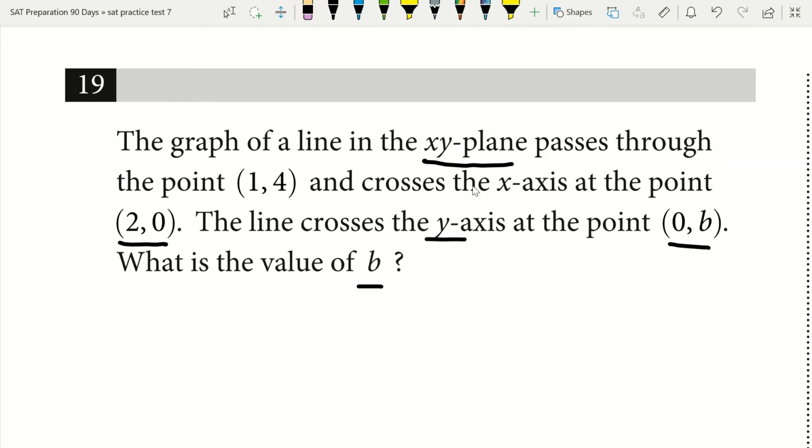So what a lot of people will do here is they'll use these two pairs of points, this point 1, 4 and this point 2, 0, and they'll use that to create their equation y equals mx plus b, and then they'll plug in 0. And that will get you to the correct answer as far as solving for b.